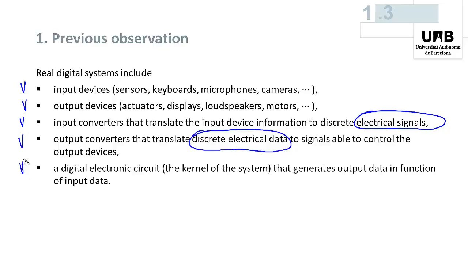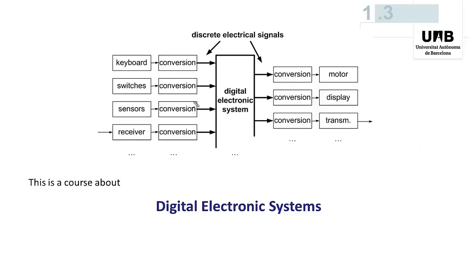And finally, the kernel of the system includes a digital electronic circuit that generates output data in function of the input data. Thus, the complete system looks like this one, with a set of input interfaces, a set of output interfaces, output converters. Here are the input devices, here the output devices. And the kernel of the system is a digital electronic system whose inputs and outputs are discrete electrical signals.